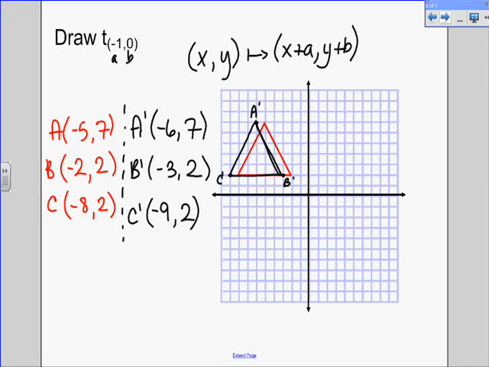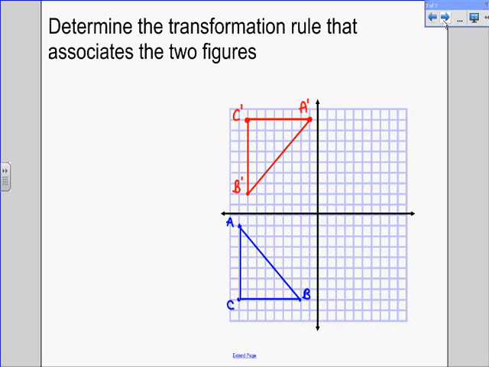All right, let's take one more example, and we're going to actually try to figure out the transformation rule that associates these two figures. So we have our original figure here in blue, and we have its image in red. And what we're going to do is just to start by writing down the coordinates of A, B, and C, and then A prime, B prime, and C prime. So A is at -9 and -1. B is at -2 and -8. And C is at -9 and -8.